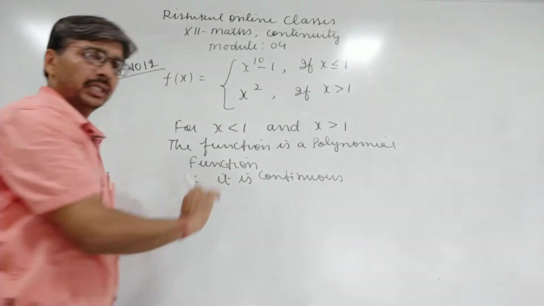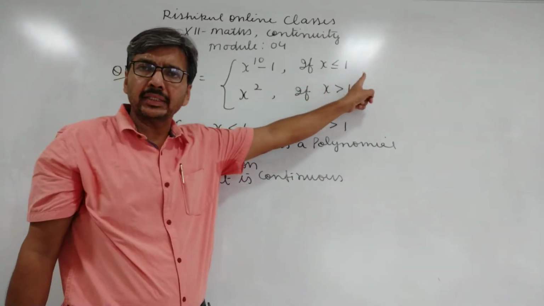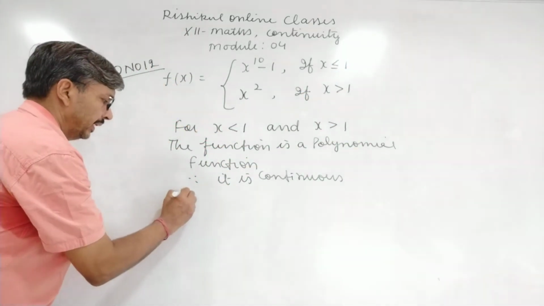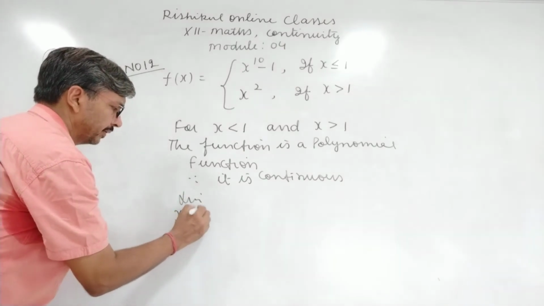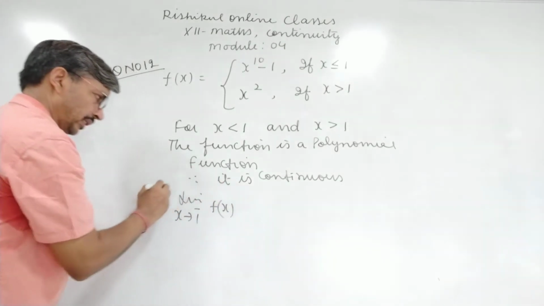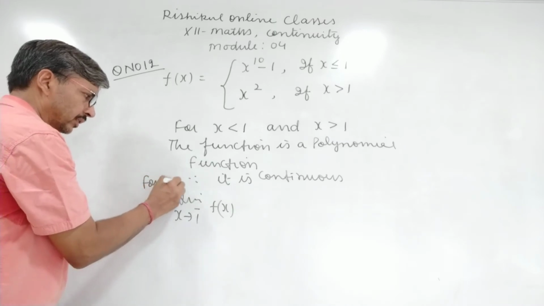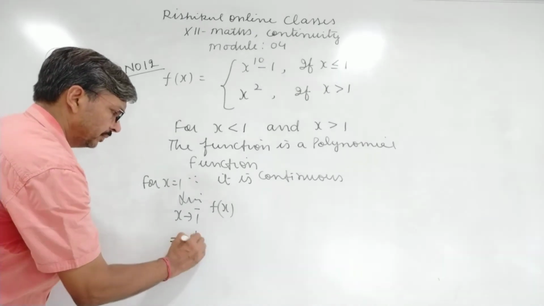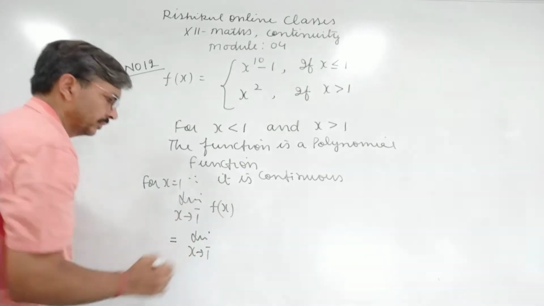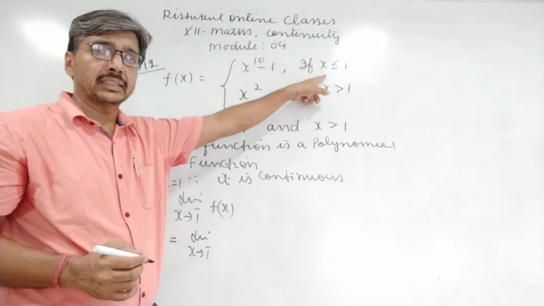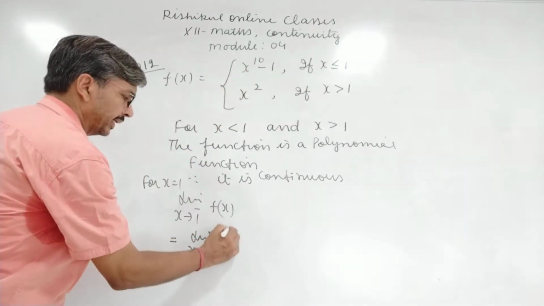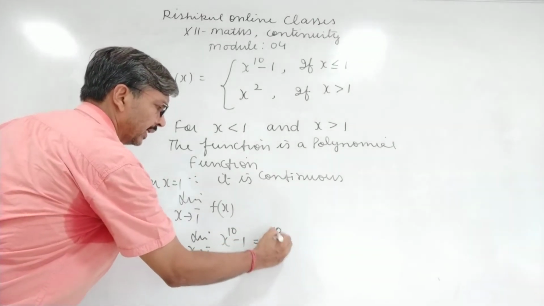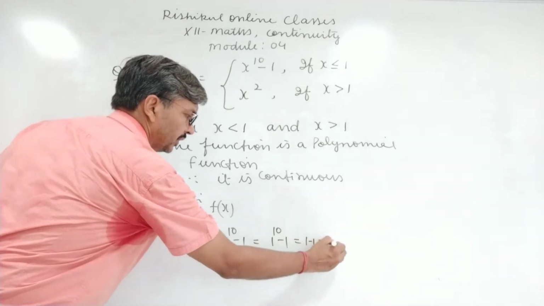Now, we will see the breaking point. Breaking point is x equal to 1. Let us find the left hand limit: limit x tends to 1, f(x). When x is less than 1, function is x raised to the power 10 minus 1, and this will become 1 raised to the power 10 minus 1, 1 minus 1 equal to 0.